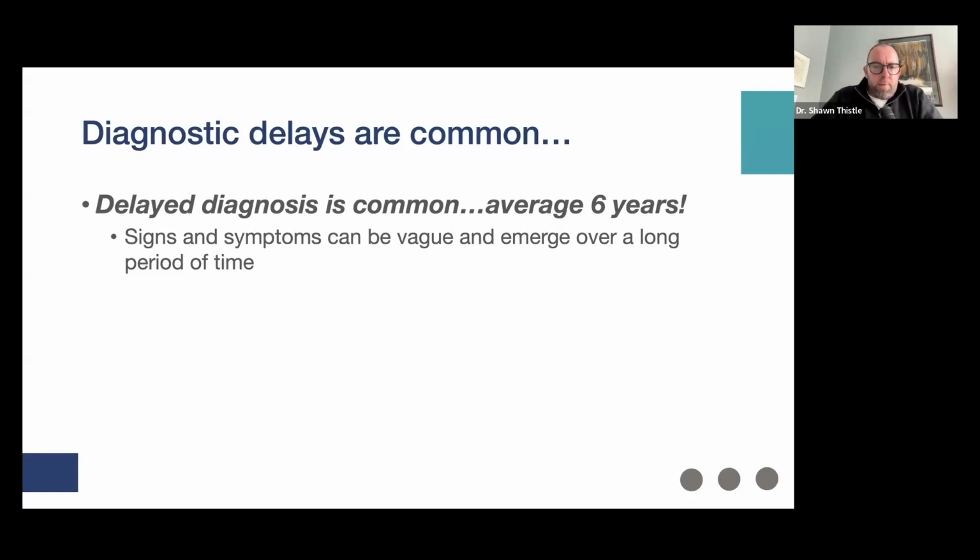So, one of the problems and one of the reasons for this diagnostic delay is that the signs and symptoms can be vague and emerge over a long period of time. As many of you know, I do medical legal consulting when chiropractors get involved in legal disputes. I was on a case a number of years ago that involved DCM. It was so long ago, we called it cervical spondylotic myelopathy, but the lawsuit emerged because the chiropractor missed it.